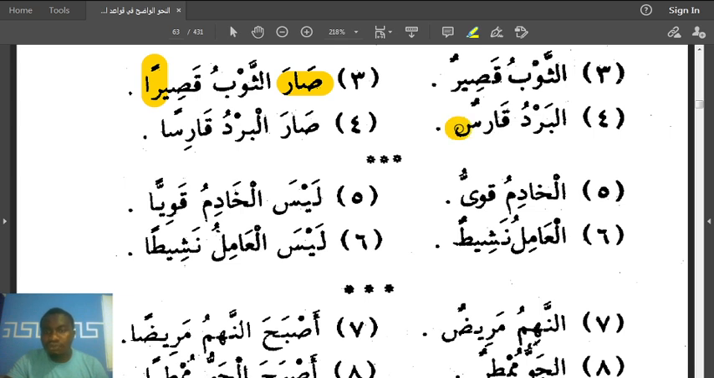Al-bardu qarisun. Qarisun means severely cold. I think we met this word in Al-Qira'at al-Rashida lessons. Qarisun, severely cold. So al-bardu, the cold is severe. So you see that shadid means severe, but it isn't used for al-bardu. It can be used, it can be said al-bardu shadidun. But the most fitting word is qarisun. So if you are in a cold, snowy place, it's getting really cold, say al-bardu qarisun. The cold is severe.